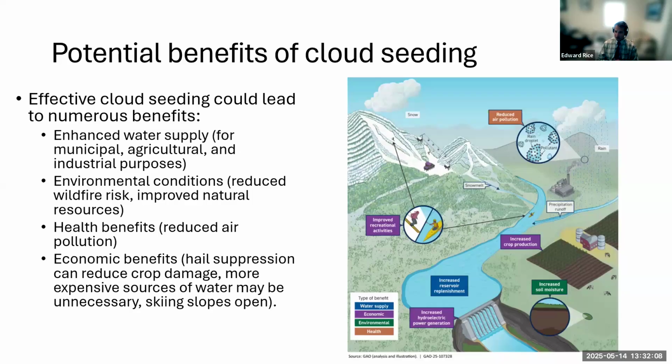So anything that can reduce the size of those hailstones or potentially inhibit them altogether is economically viable or valuable. For communities that are looking at ways to boost their water supply, there are expensive options. In some cases, even buying the water is viewed as more expensive than trying to generate the water via cloud seeding.